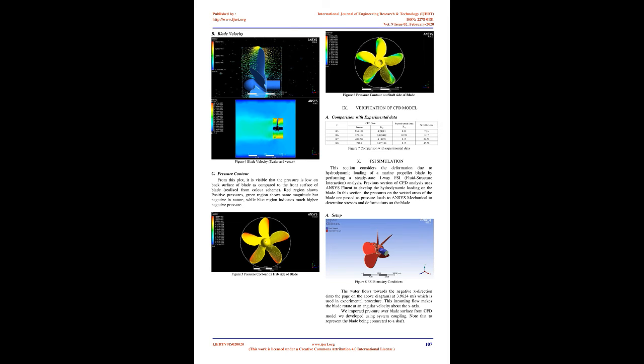C. Pressure contour. From this plot, it is visible that the pressure is low on the back surface of the blade as compared to the front surface of the blade, as seen from the color scheme. The red region shows positive pressures, the green region shows the same magnitude but negative in nature, while the blue region indicates much higher negative pressure. Figure 7, comparison with experimental data.